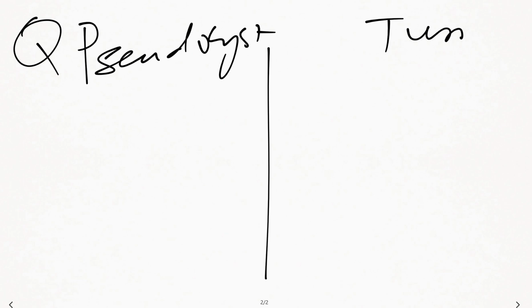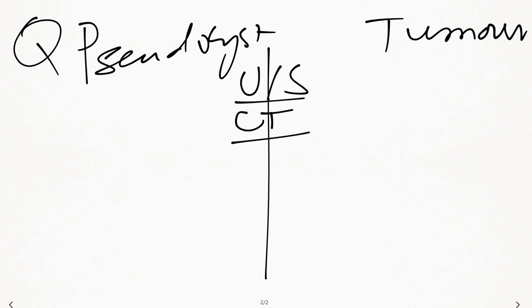The second question, they are going to ask you, how can you differentiate between a pseudocyst and a tumor? How can you know that this thing in the abdomen of the patient is not a tumor or a cancer? So the first thing that you want to remember here, number one, you are going to do an ultrasound, right? An ultrasound is for both. It will show you something about the nature. You are going to do a CT scan. This will also help. And you are going to do something called fluid analysis.